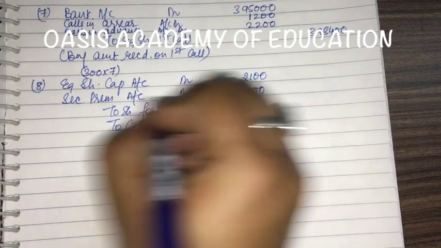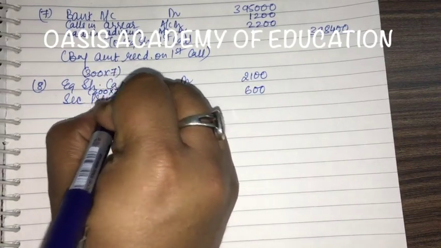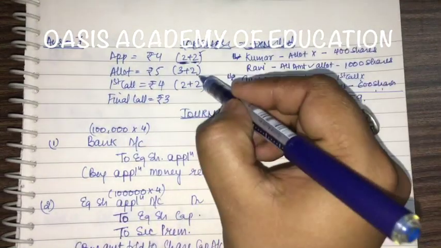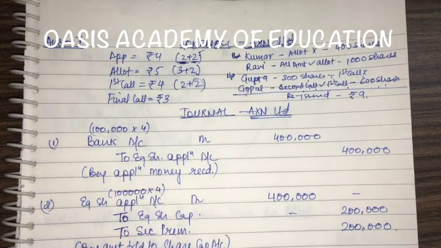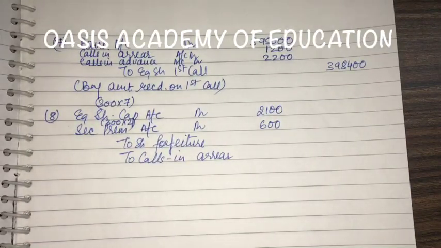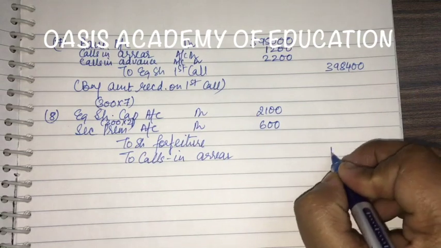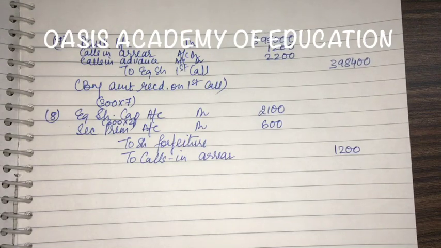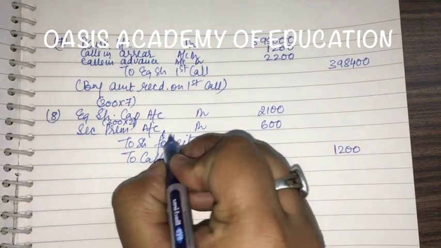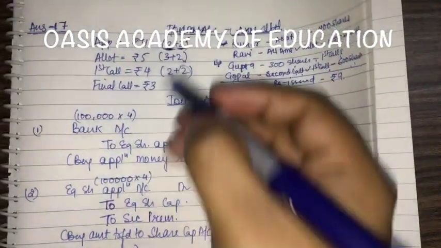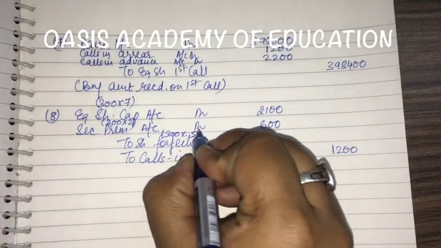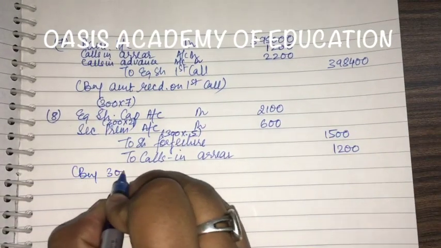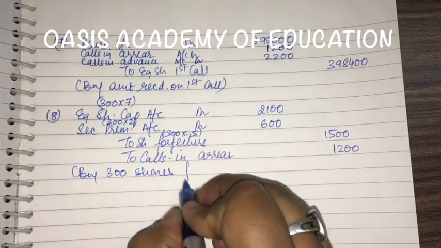This is going to be 600, 300 into 2, because this 2 and this 2 has already been received, so we are going to ignore. This 2 has not been received, so we are going to take into impact. Calls in arrear we just calculated in the before entry, that comes out to be 1,200. So the balancing figure of 1,500, which can also be calculated as 300 into 2 plus 3, that is 5, 1,500, being 300 shares forfeited.